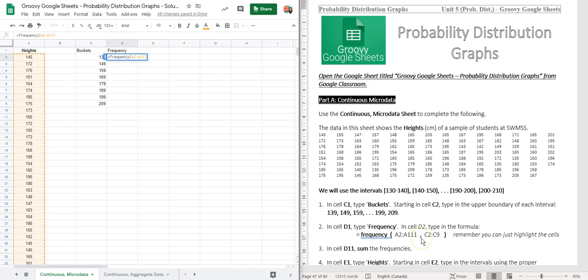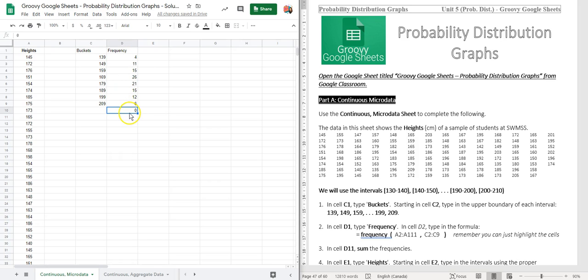Then you're going to type in a comma, and then you're going to type in what your upper bucket boundaries are. So C2 to C9, you can type in C2 to C9, or you can just highlight it. And you can press enter or close the bracket. If you press enter without closing the bracket, it'll close the bracket for you. And what it does is it puts in the frequencies for everything. You don't even have to do an autofill. It puts in all of the frequencies.